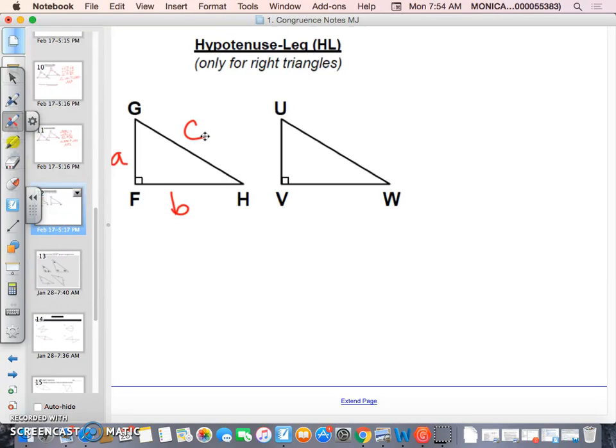Well, C is always your hypotenuse, and either A or B is going to be a leg. So let's say, for example, we know side length A is congruent to side length A over here, and we know that side length C is congruent to the side length over here. Then we can say for certain that these two triangles are also going to be congruent. Please remember that this only works for right triangles.